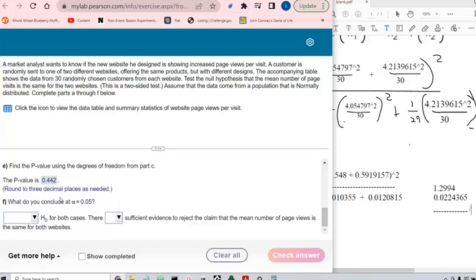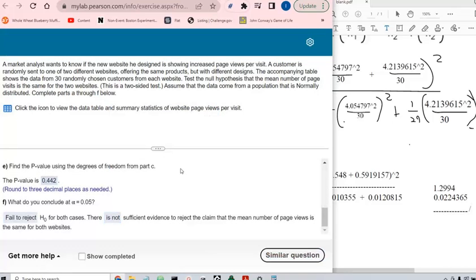So what do we conclude? Our p-value is high. We can't reject H0. It's when the p-value is low that we reject H0. There is not sufficient evidence to support their claim. If the p-value is low, you get sufficient evidence. If the p-value is high, you do not have evidence.